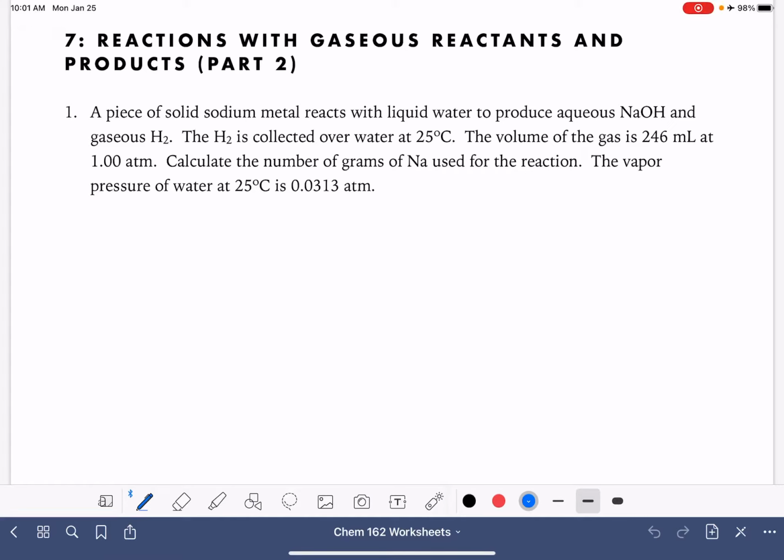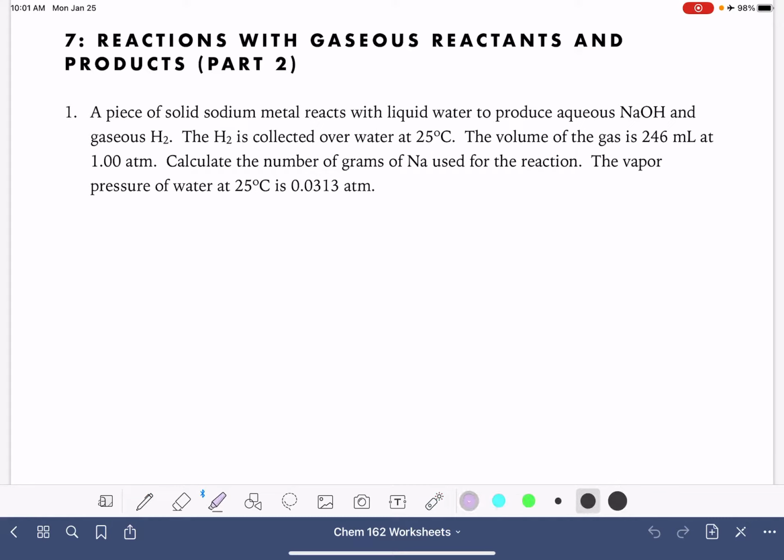In this video, we're going to go through two problems involving gas stoichiometry calculations. In this first problem, we are being told that we have sodium metal reacting with water, producing sodium hydroxide and hydrogen gas, which is collected over water at 25 degrees C. The volume of the gas is measured and its pressure is measured, and we're supposed to calculate the number of grams used in the reaction.